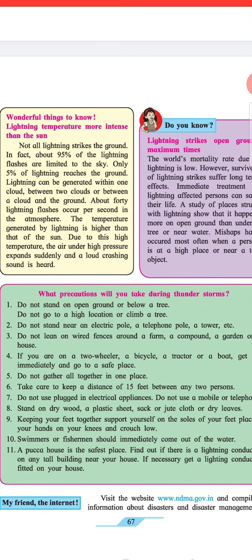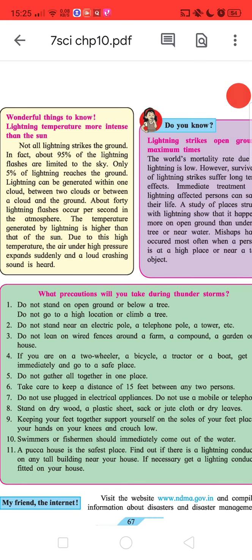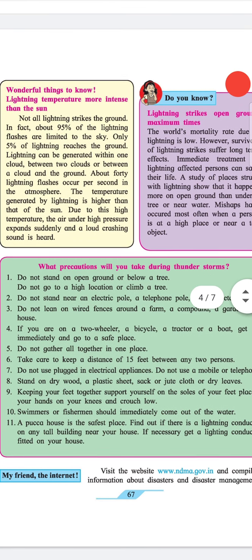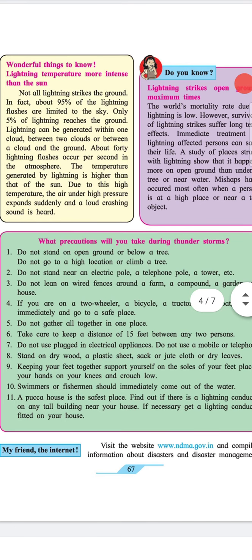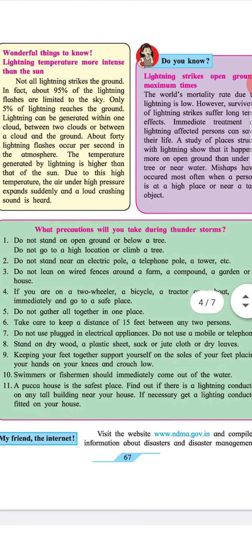Box. What precautions will you take during thunderstorms? 1. Do not stand on open ground or below a tree. Do not go to a high location or climb a tree. 2. Do not stand near an electric pole, telephone pole, a tower, etc. 3. Do not lean on wired fences around a farm, a compound, a garden, or a house.